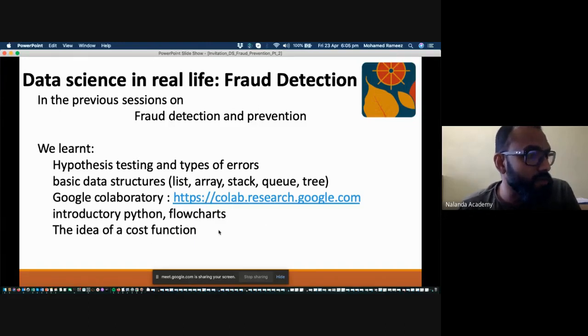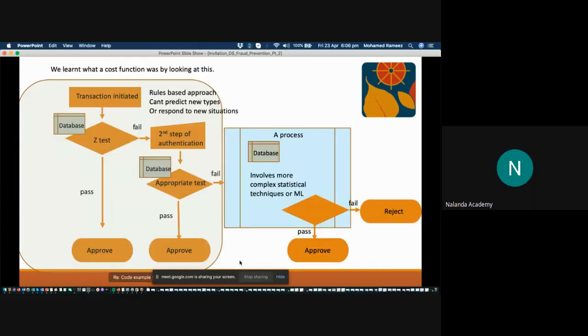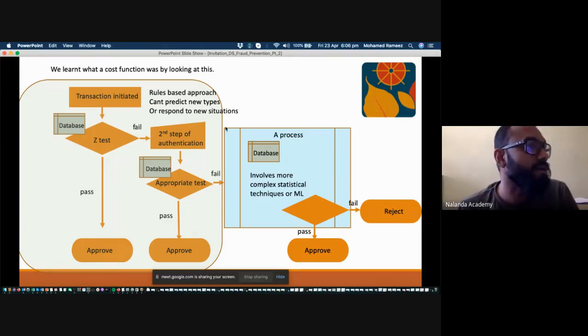And then I introduced the idea of a cost function, which makes its way into almost all of machine learning and analytics in the future. It was a very elementary idea of a cost function. We looked at the cost function by looking at a process like this for trying to prevent fraud, right? This process is extremely elementary. It is just a two-step process, but it was sufficient for us to write down what a cost function looks like and see what needs to be optimized.